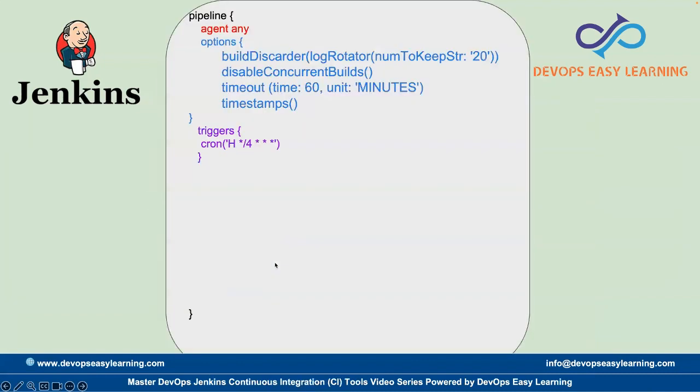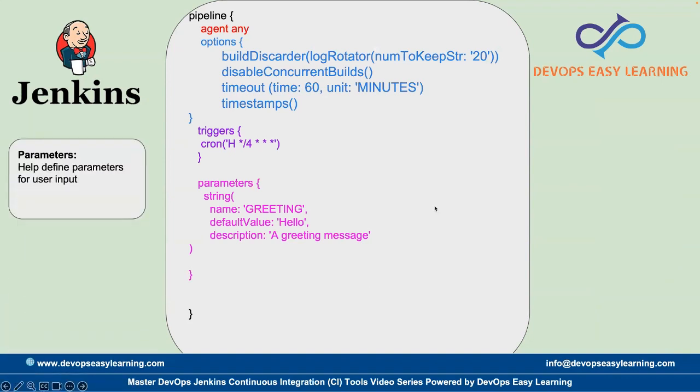The next thing that we are going to talk about is parameters, right? We can set parameters as well. Parameters are just input that a user supplies to Jenkins at build time. Parameters are just a way for the user to supply input to Jenkins at build time.